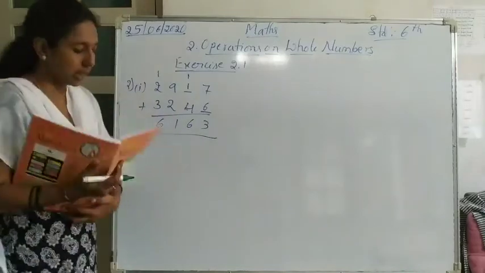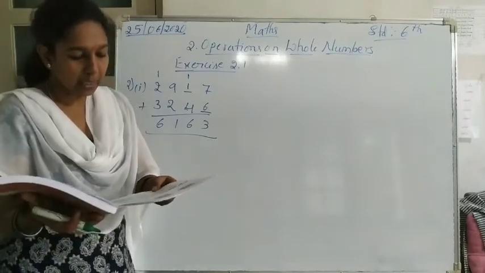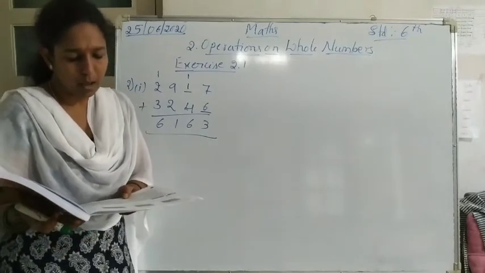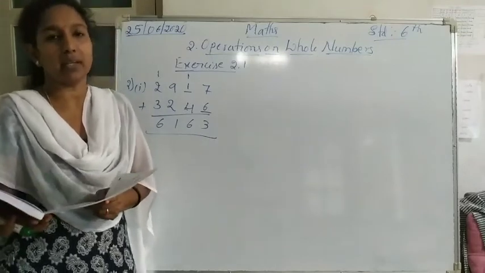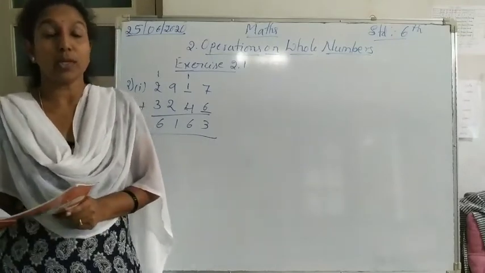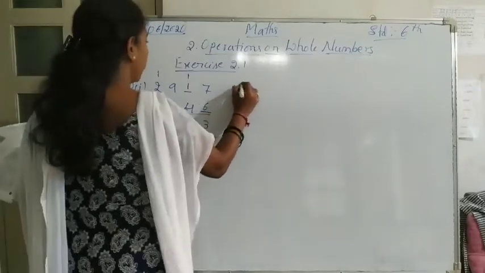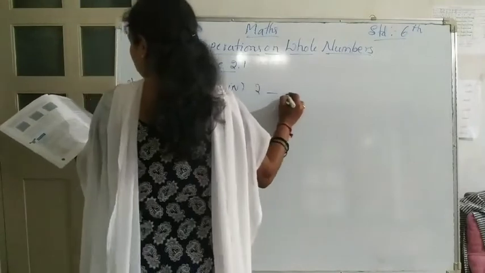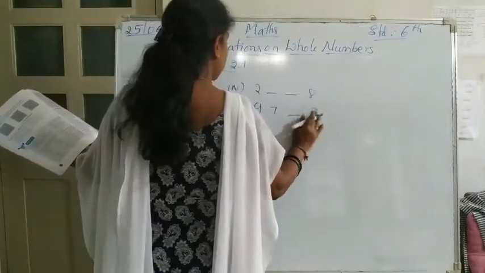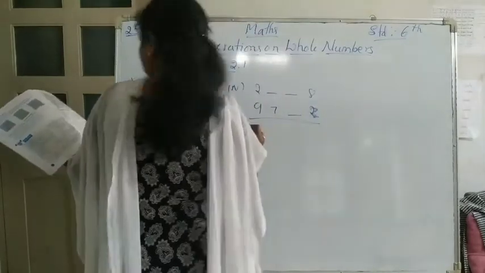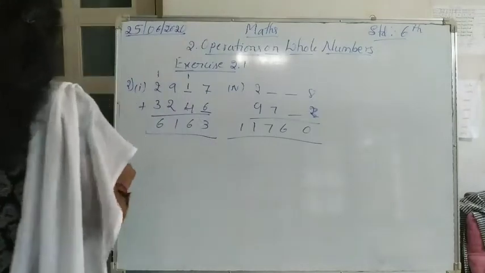Now in the same way you have to solve the second, third, fourth. Here in the last one more is there. That is a little bit of confusion, 2, 3 or 4, 1. You can take any number here, because the sum should be the same. For example, let me take that fourth one now. 2 dash dash 8, 9, 7 dash here 2. So the sum is 11760.